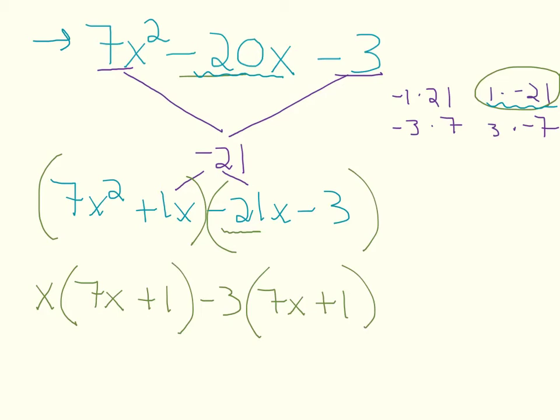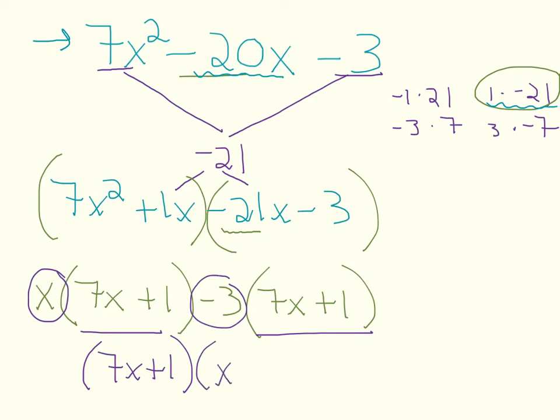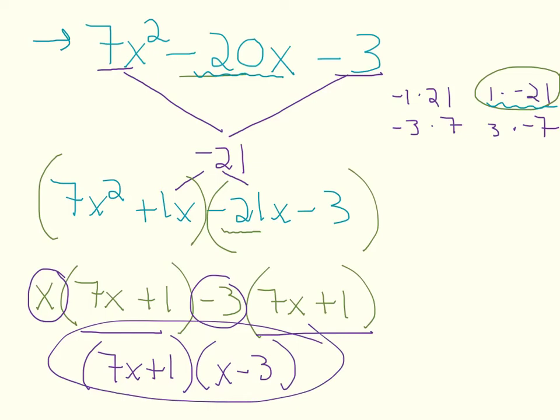So remember, this step is where you always check, am I on the right track? And we are, because these two binomials are the same. And that means these two terms have the binomial 7x plus 1 in common. So I'm going to take that out, and that means you are left with x minus 3 as your other binomial. So these two binomials, 7x plus 1 times x minus 3, if you were to FOIL that, it should get you back to the beginning with that trinomial.